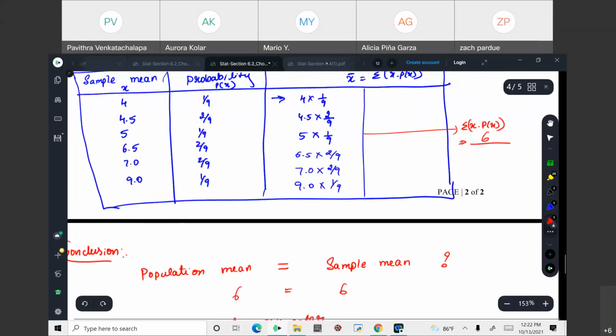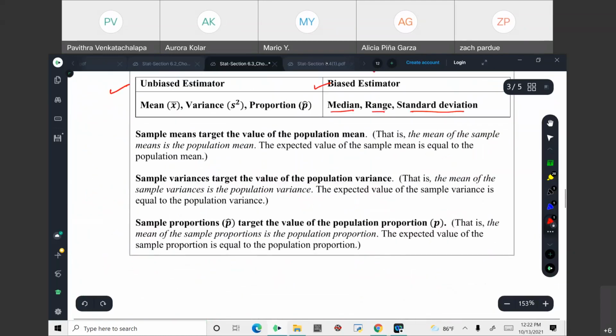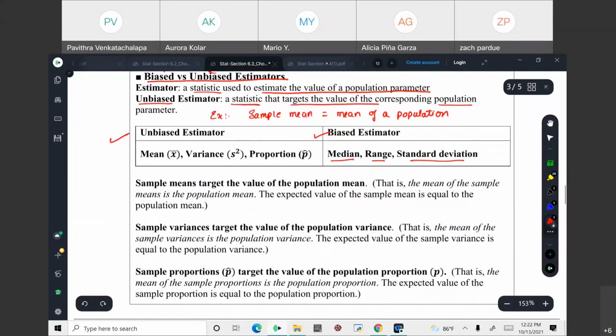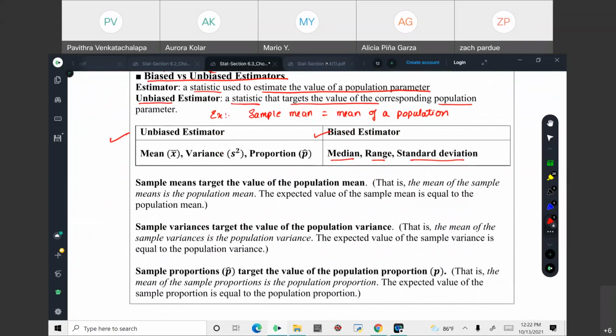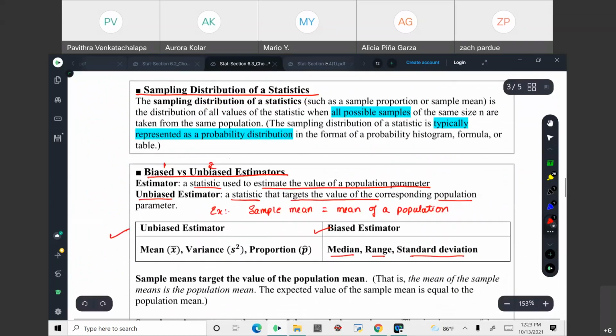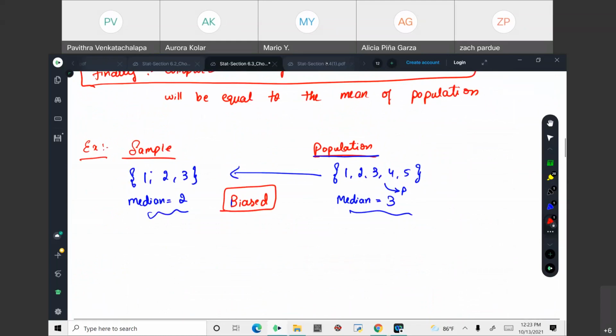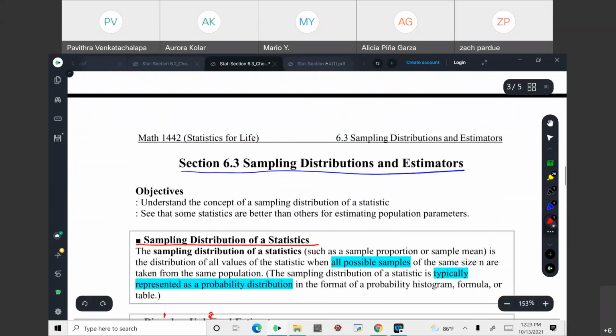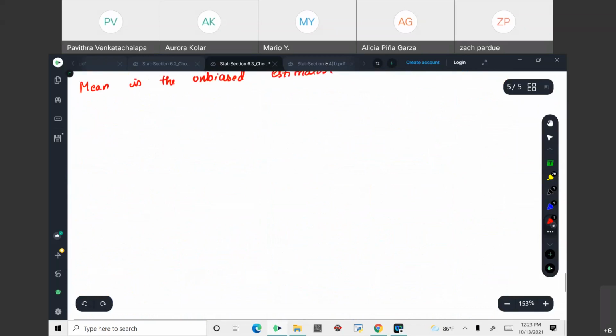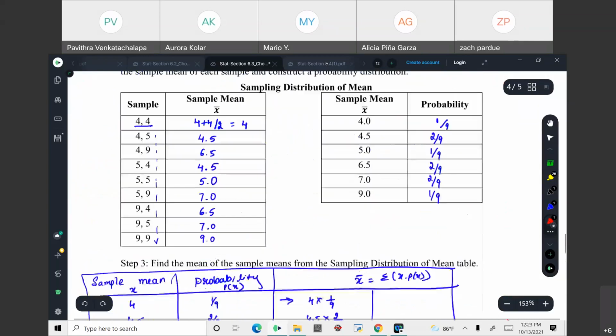So now if we go back to the table here, in the examples they told that mean is the unbiased estimator, and we saw how that could be unbiased. Okay, here if you can see, median is biased because the median of the sample and the median of the population will not be equal. This is one example of that. Okay, so this completes your section 6.3.